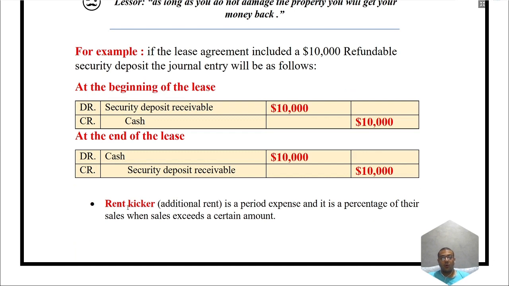We have something called a rent kicker. Actually, it's an additional rent. The rent kicker is a period expense, and it's a percentage of their sales when the sales exceed a certain amount. For example, you're going to pay $10,000 each month as rent expense, but the landlord would tell you if you're making more than $500,000 per year, I'm going to take 5% out of the additional proceeds over the $500,000. Okay, so this is the additional rent, or what they call a rent kicker.